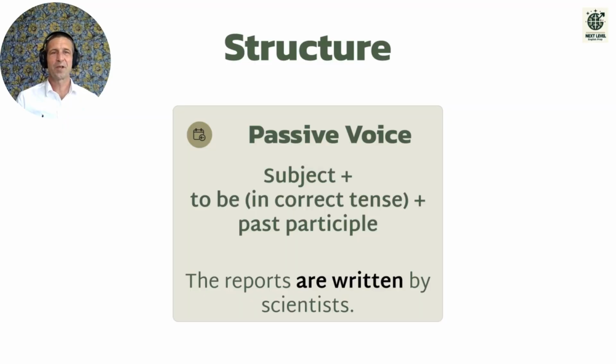And here's the formula for the passive voice. It's the subject plus to be in the correct tense plus the past participle. Look at this. The reports are written by scientists. The subject is reports. Are is the present tense of to be, and written is the past participle. That's the pattern for every passive sentence.